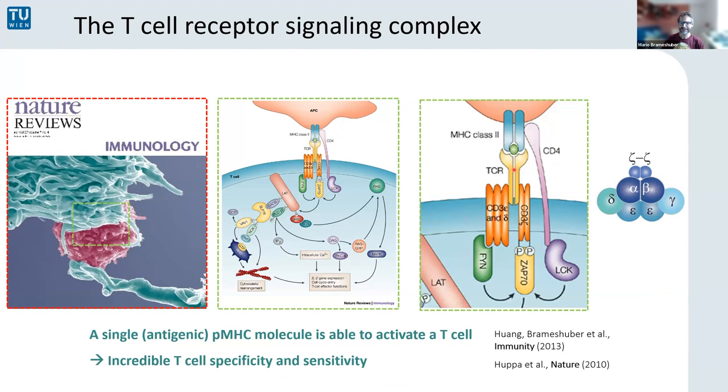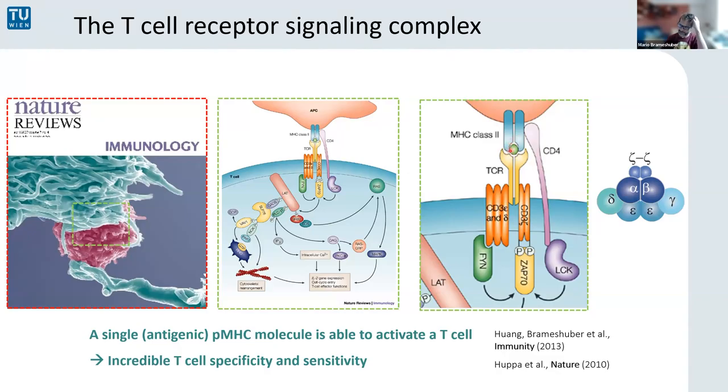We know that even a single antigenic peptide on an antigen-presenting cell is sufficient to activate a T cell. The process is also very specific, because if this is a self-peptide, the T cell should not activate. Some people suffer from autoimmune disease or allergy, so in these cases this process is not working properly. But for healthy people, the sensitivity and specificity is given. The main thing here is that we don't know why the T cell is so sensitive. Why is a single antigen sufficient to activate the T cell?